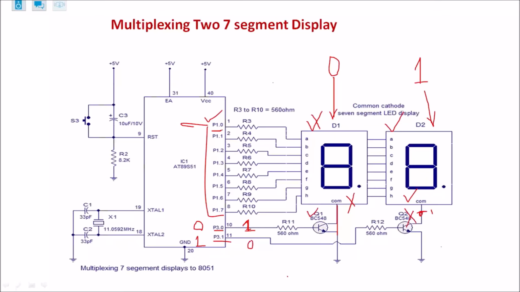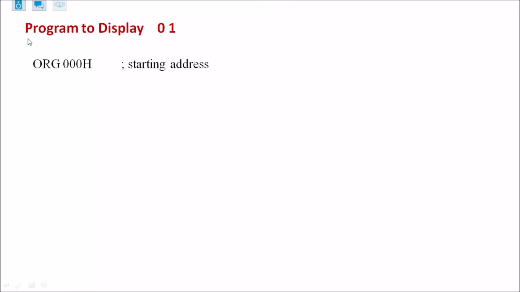On port P1, we are sending a code. P3.0 is at logic 1 to enable display 1. P3.1 is at logic 1 to enable display 2. So we'll write a simple program to display digits 0 and 1 on these two displays, and we can do that continuously, so 0 and 1 will be displayed on these digits.